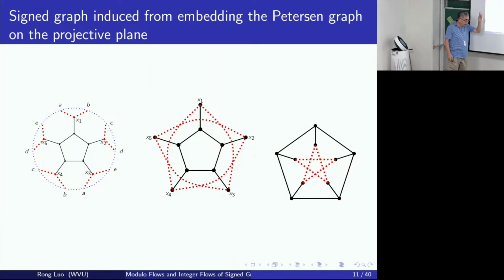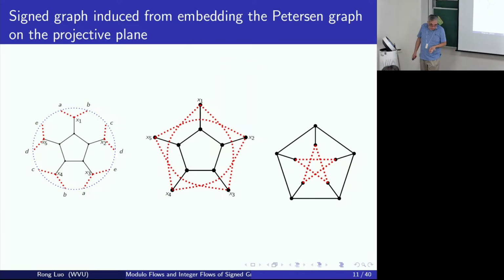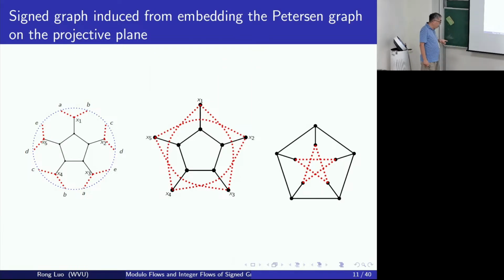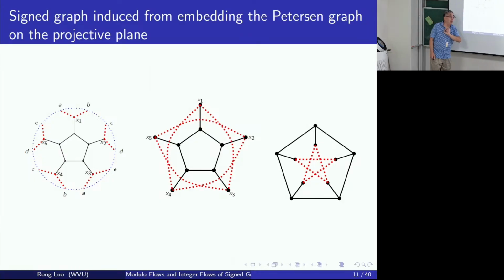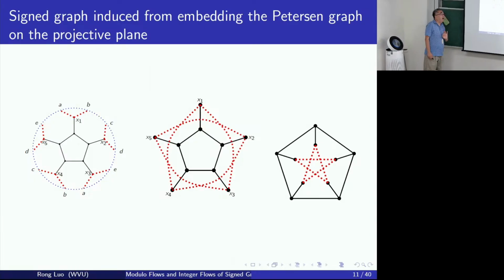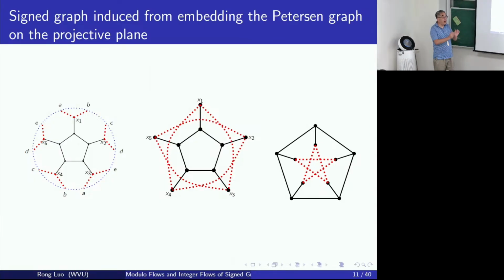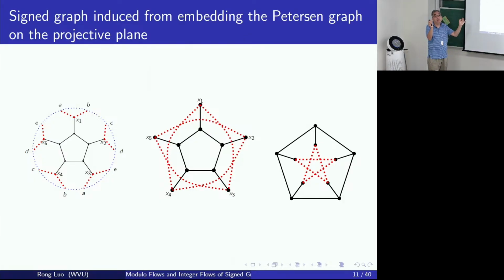Roughly speaking, another way to define the signature induced by an embedding is: if the edge passes through the crosscap an odd number of times, it's a negative edge. If it passes through the crosscap an even number of times, it's a positive edge. That's why, if you look at an embedding on an orientable surface, you can pick a signature such that every edge is positive. So that's the embedding of the Petersen graph.